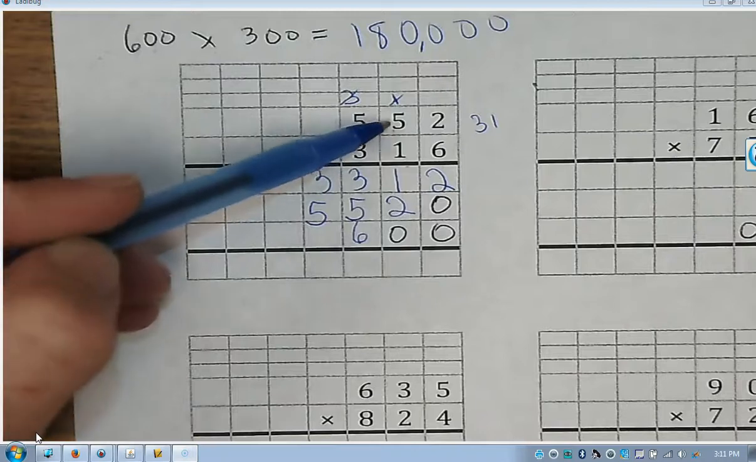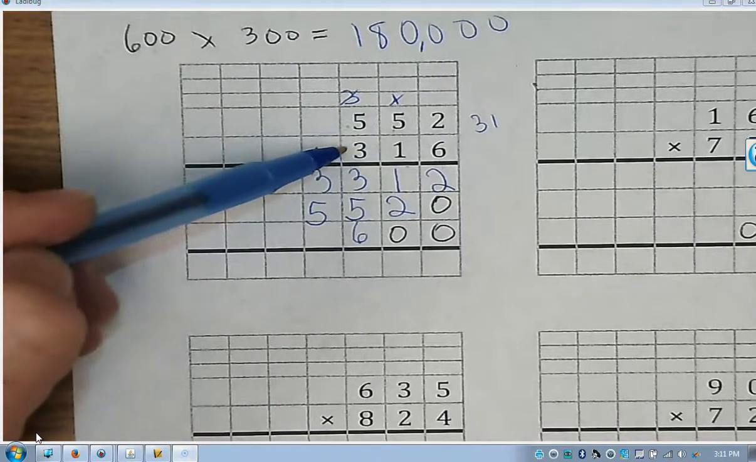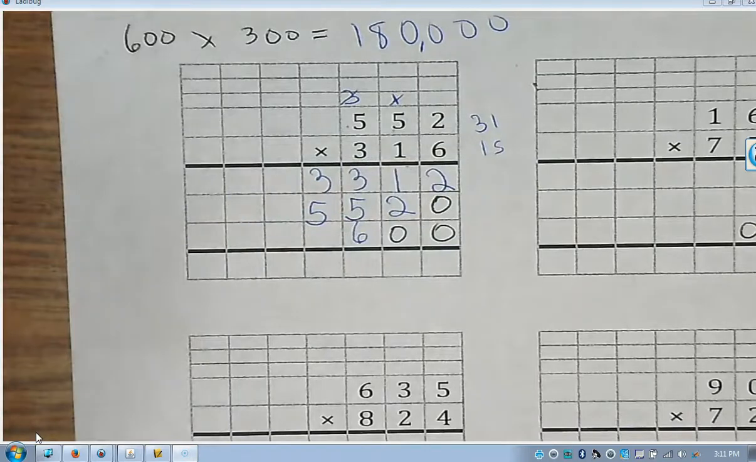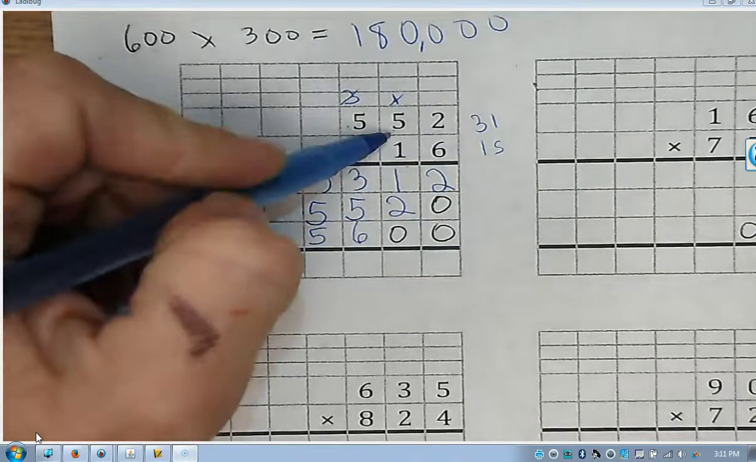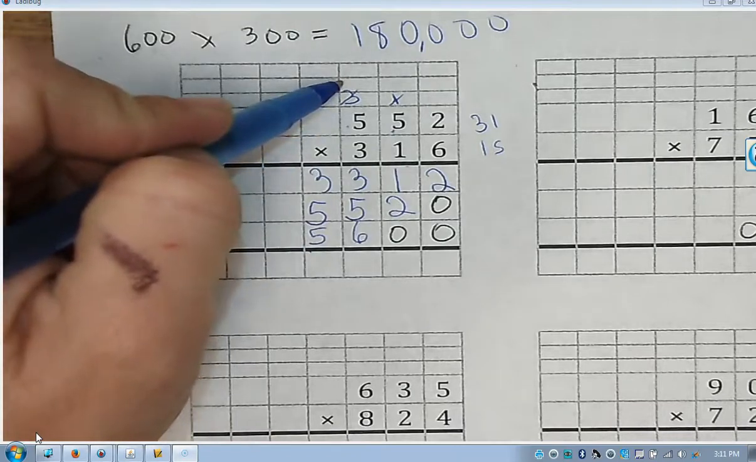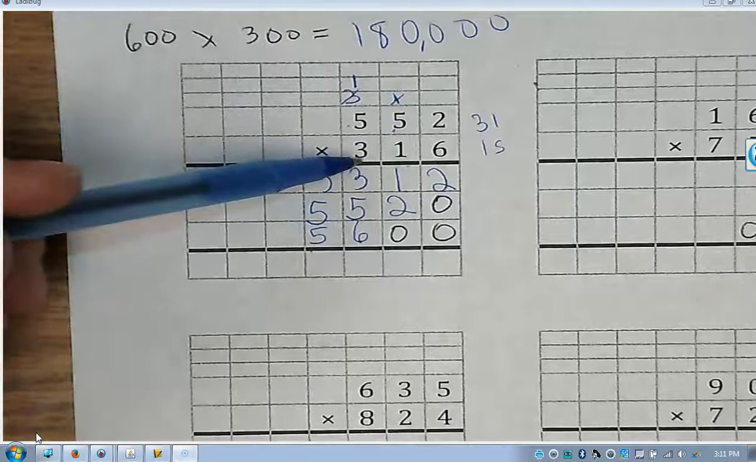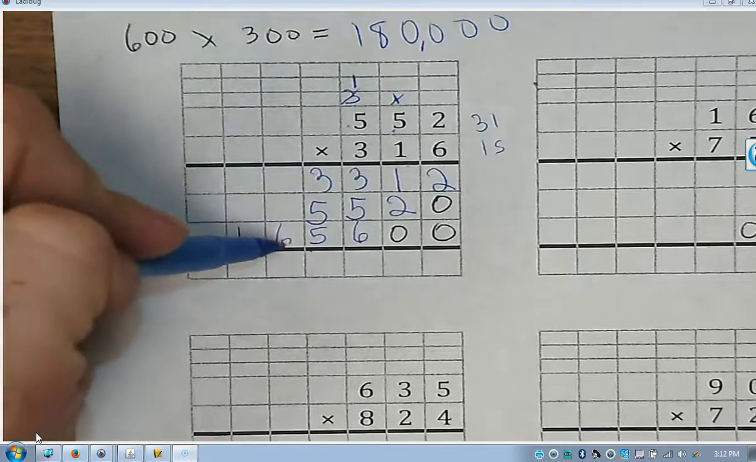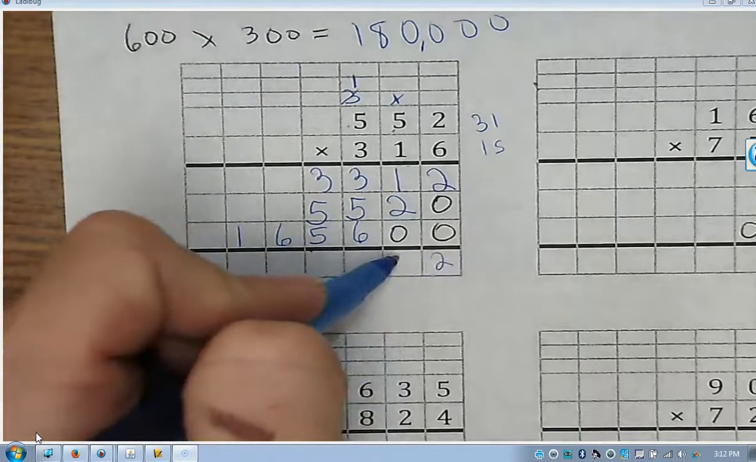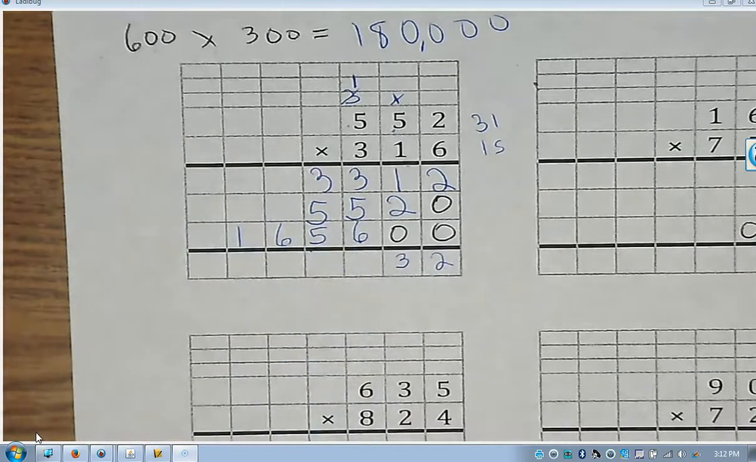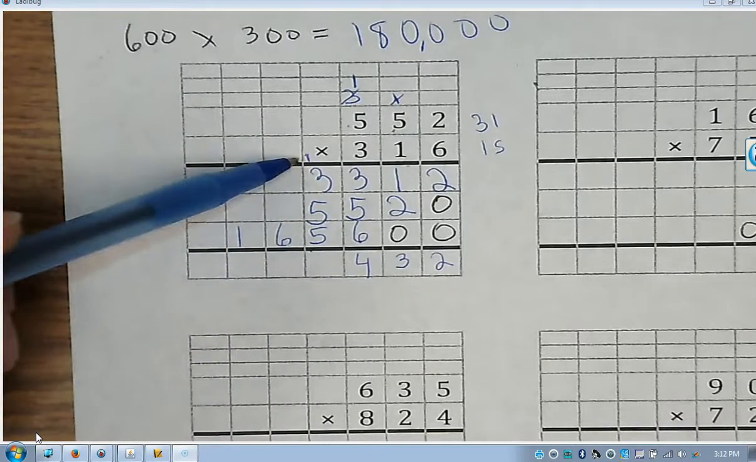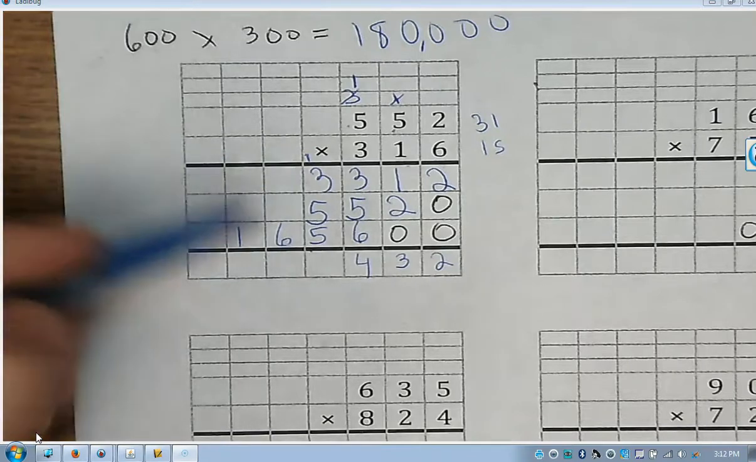300 times 5 tens, 3 times 5 is 15. The 5 is going to go at the bottom, the 1's going to go at the top of the next column. 1 goes in the next column. 15 plus 1, 16. 5 and 3 is 8. 8 plus 6, 14.